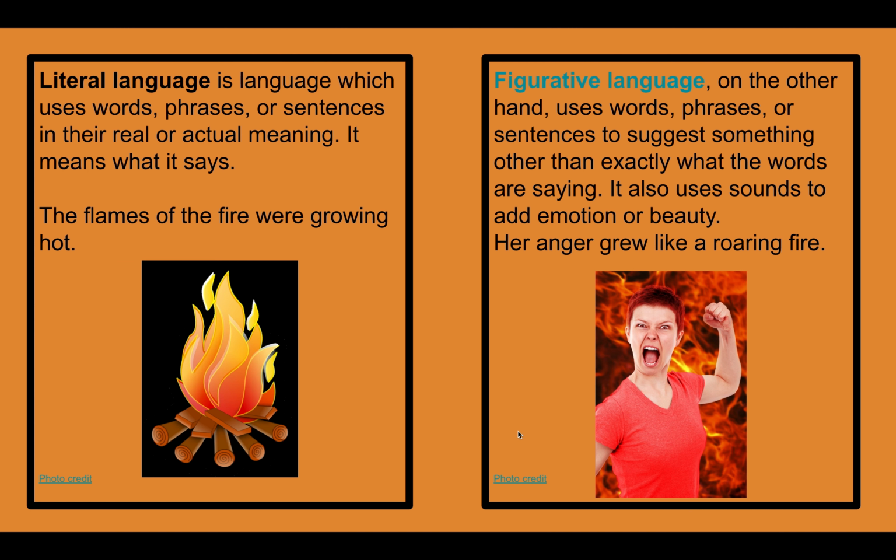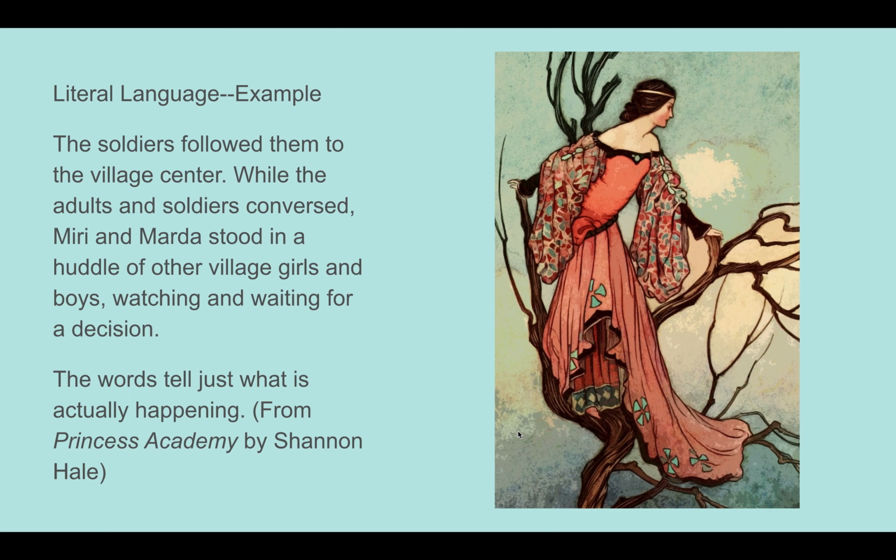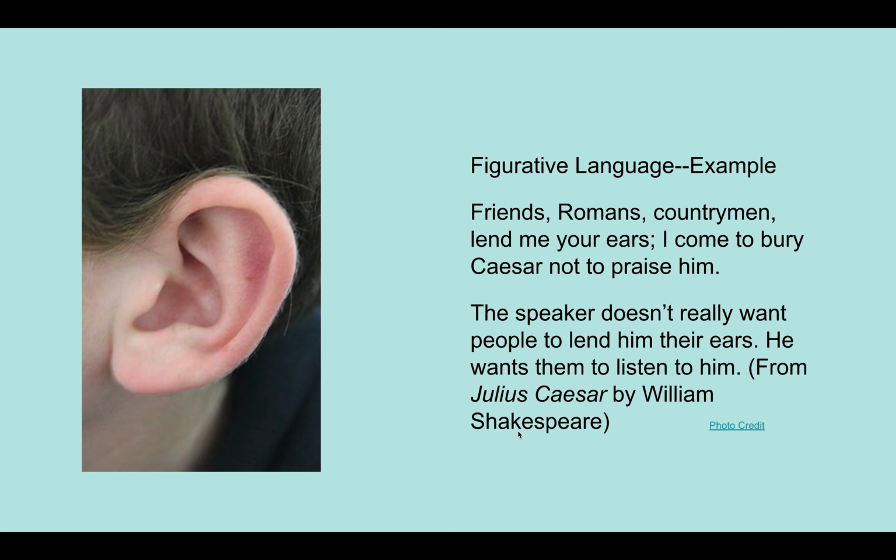Then the learning module gives a definition and example for figurative language as follows. Figurative language uses words, phrases, or sentences to suggest something other than exactly what the words are saying. It also uses sounds to add emotion or beauty. Her anger grew like a roaring fire. The learning module proceeds to show another example of literal language for the student's benefit. It also gives an example for figurative language. So then, in DBL learning modules, students receive just enough just-in-time instruction to be able to make a correct decision.